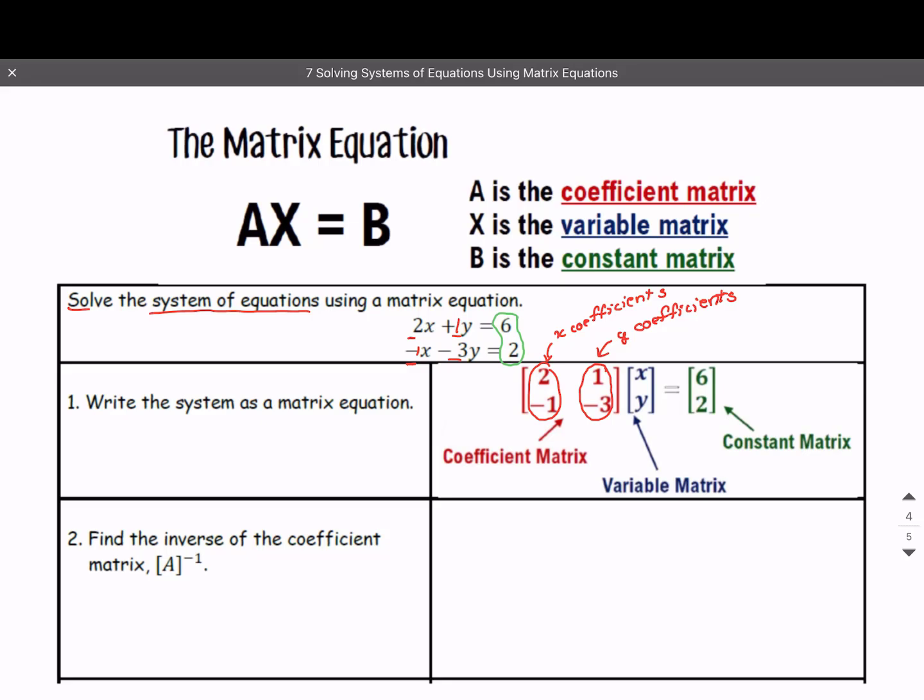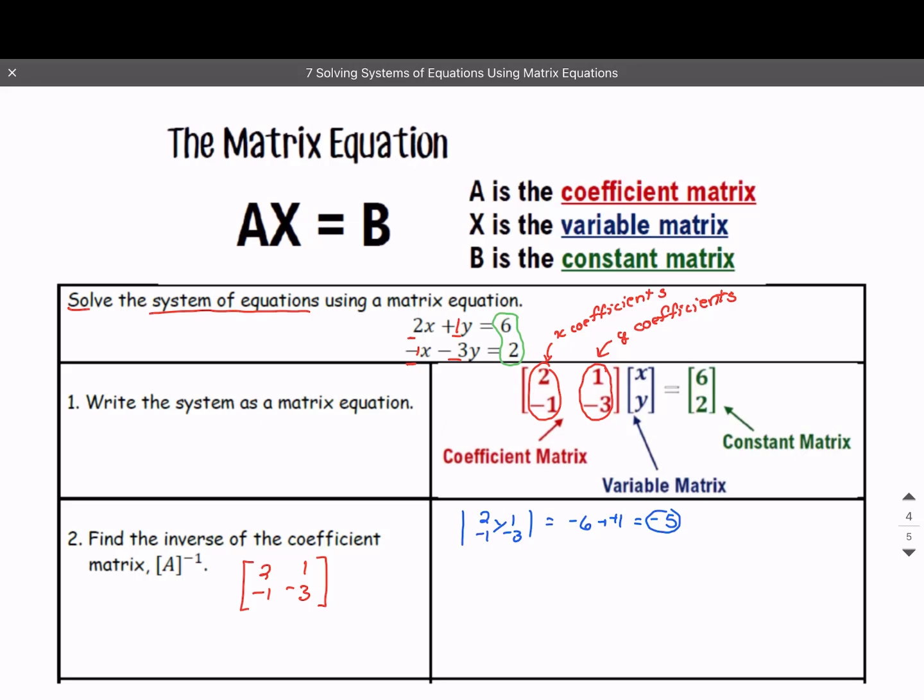Okay? Now, in order to solve this, the first thing we need to do is find the inverse of the coefficient matrix. So our coefficient matrix, remember, over here, was the 2, negative 1, 1, negative 3. So we need to find the inverse of that. The first step, we find the determinant of 2, negative 1, 1, negative 3. We multiply on the downward diagonal. 2 times negative 3 is negative 6. Minus, we multiply on the upward diagonal. Negative 1 times 1 is a negative 1. So that's going to give us negative 5.